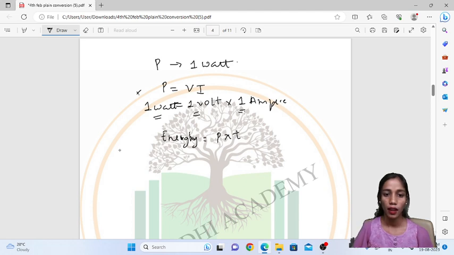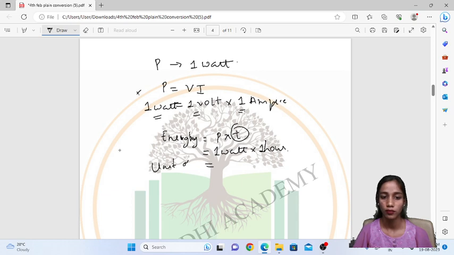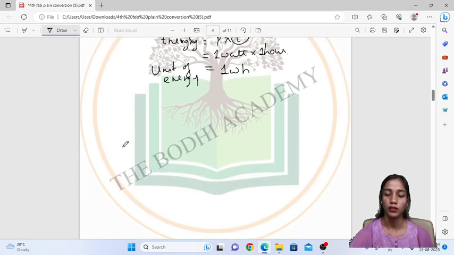So when we say energy, what will be the SI unit of energy? The SI unit of power is 1 watt, and the SI unit of time will be 1 hour. So the unit of energy which is used is 1 watt hour, okay. Now this is a small unit.